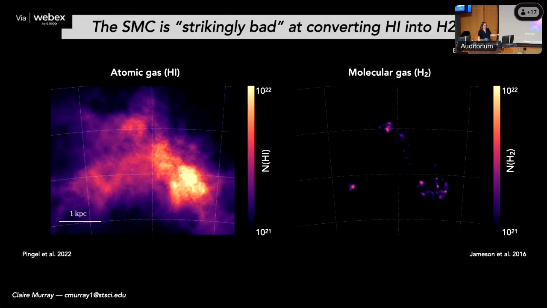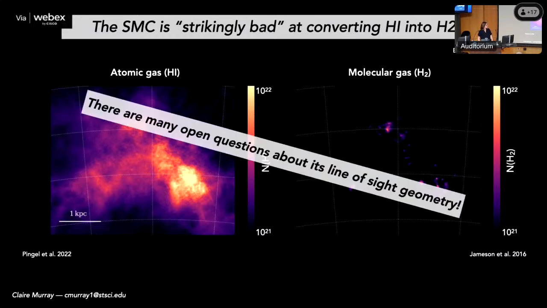And so if we want to start thinking about this galaxy as a system and start to understand how we're converting the diffuse gas into dense gas and then into new generations of stars, we need to start making assumptions about its geometry so that we can convert our column densities into estimates of mass and density. But the problem is that there are many open questions about the line of sight structure of the SMC.